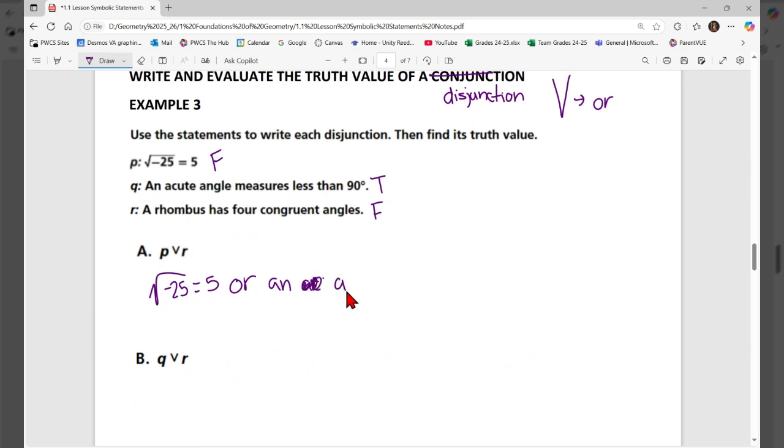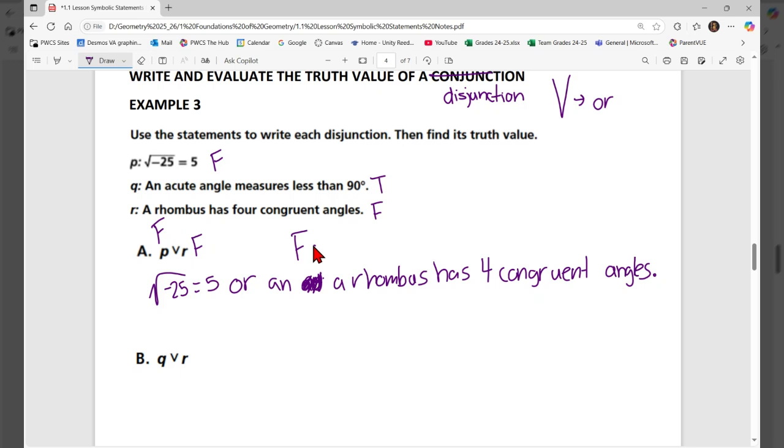A rhombus has 4 congruent angles. You might not know what congruent means. That's okay. You might not know what a rhombus looks like. That's okay too. But I told you that P was false and R was false. And this is saying P or R, we need at least one of them to be true for this whole thing to be true. And so since they're both false, this is an entirely false statement.